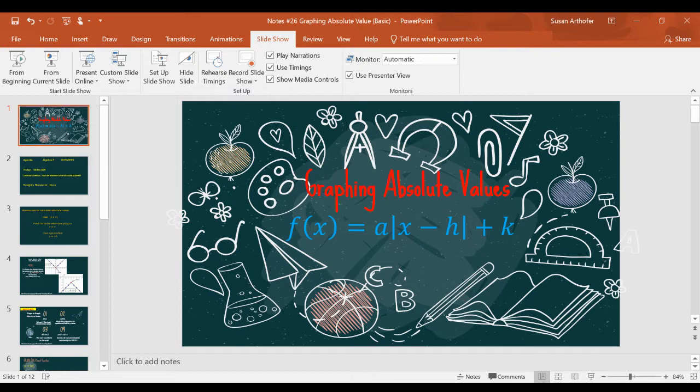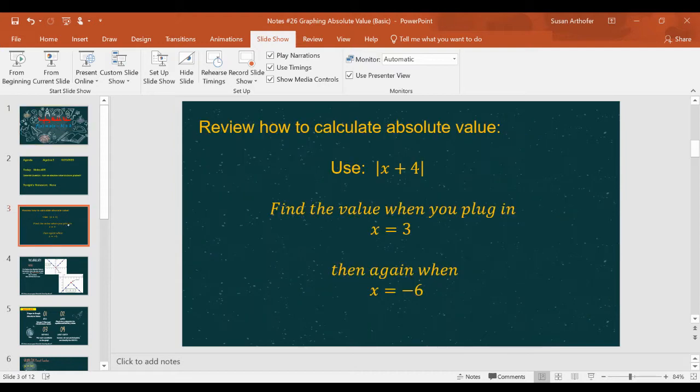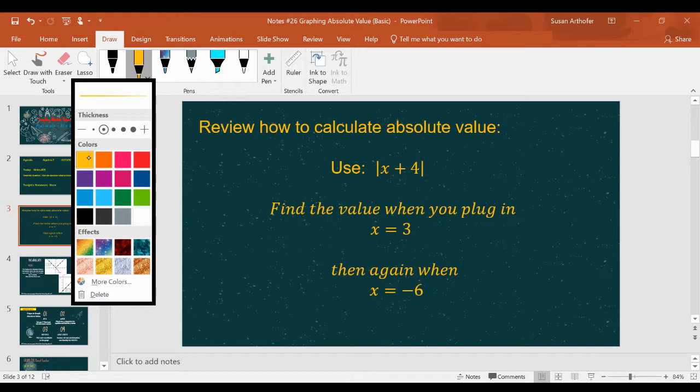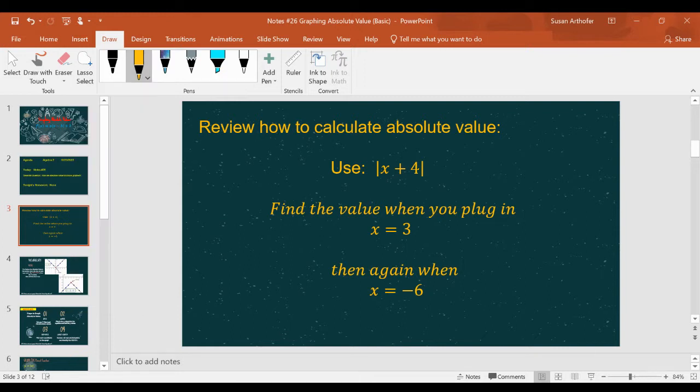So f of x equals a absolute value of x minus h plus k. We're going to learn how to utilize that equation. So before we start graphing, I want to review with you how to calculate absolute value. And I still don't want you to write. I would just like you to listen, okay? So how do we calculate absolute value?